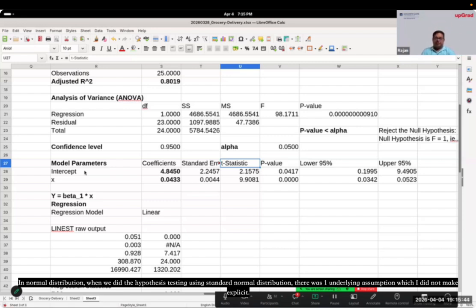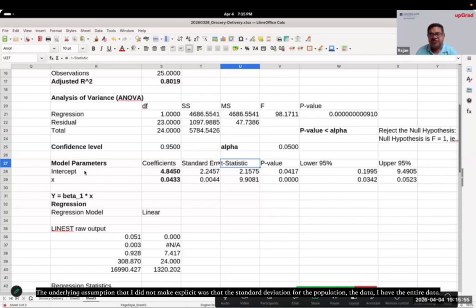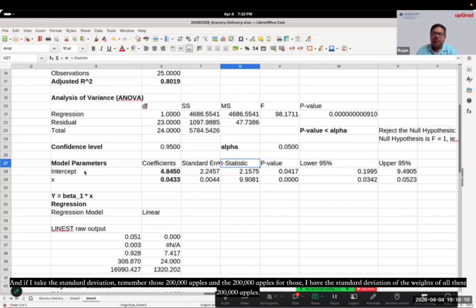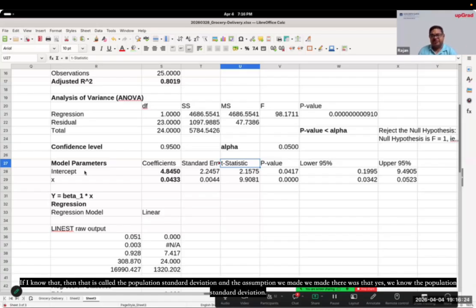The underlying assumption that I never made explicit was that the standard deviation we use is the population standard deviation. Let's say you have the entire data, the 200,000 apples, and if I take the standard deviation of the weights of all these 200,000 apples, that's called the population standard deviation.